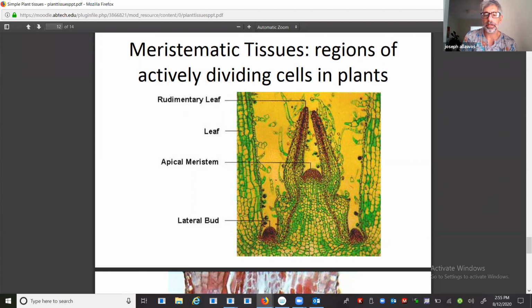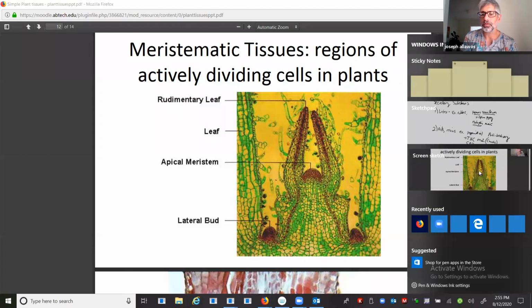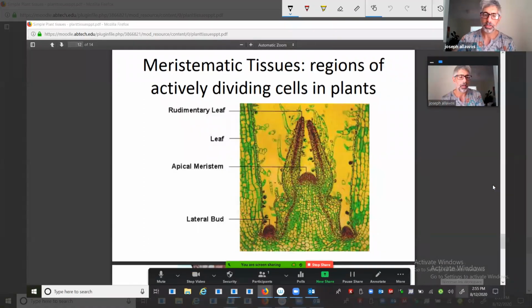And so what you're looking at here is the tip of a coleus plant. And you can see this is a leaf, and these are very small leaves here, and this is another leaf. And these mounds that you see here are the buds, and inside of the bud is what's called an apical meristem. And this is a region of actively dividing cells. Remember what that process is, right? How do we make more cells asexually? What's the process? Mitosis, right? So this is a region of mitosis.